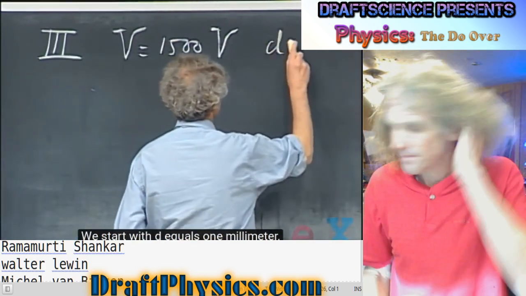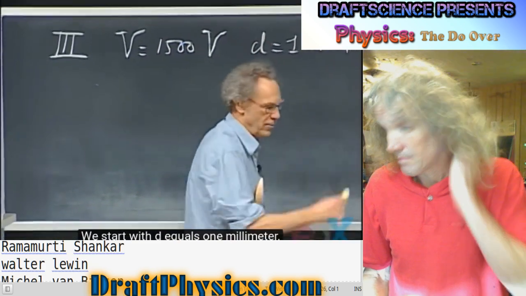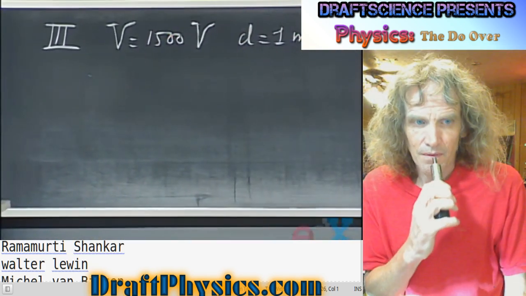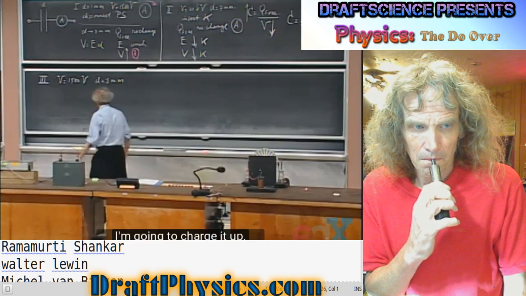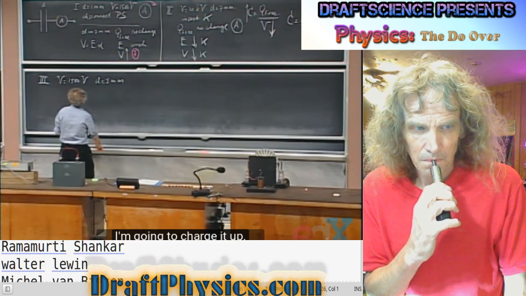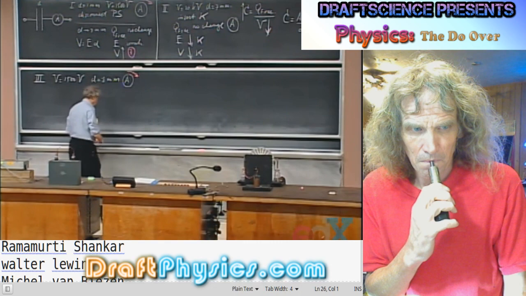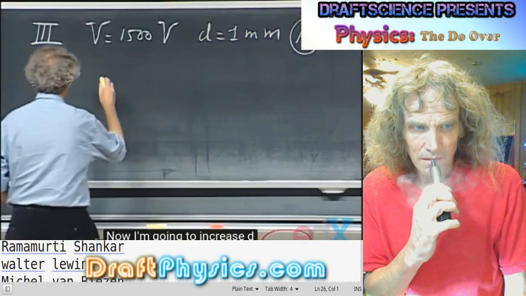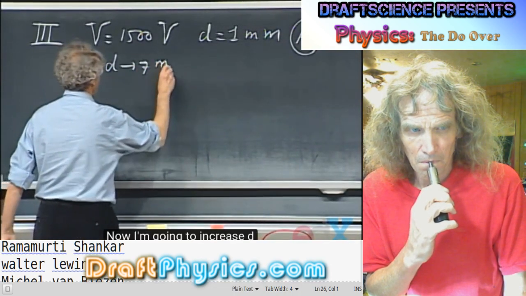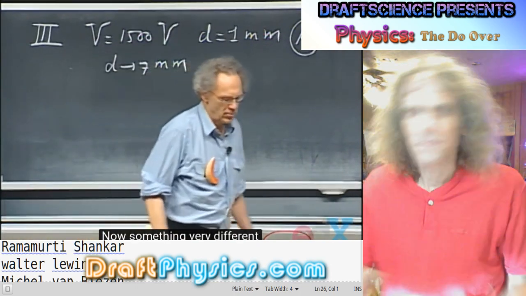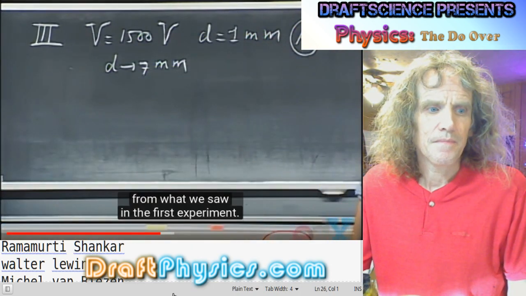We start with D equals 1 millimeter, just like we did in experiment 1. No glass. I'm going to charge it up, just like I did with number 1. And of course, I will see at the ammeter will show this charge, the surge of current. Now I'm going to increase D to 7 millimeters. Now something very different will happen from what we saw in the first experiment.